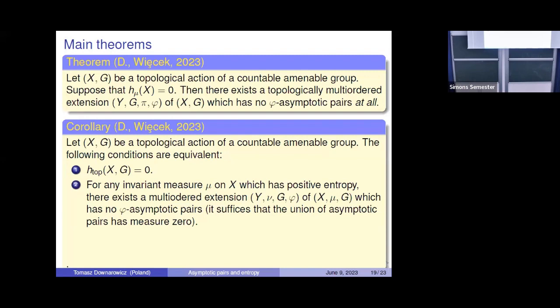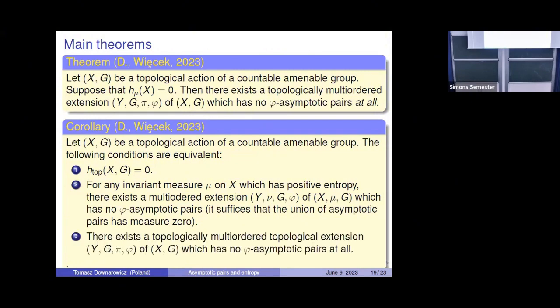Actually, it suffices that the union of asymptotic pairs has measure 0, but truth is that in that case, there are no asymptotic pairs. And the third one, there exists a topologically multi-ordered topological extension which has no phi asymptotic pairs. Phi is the factor from our topologically multi-ordered extension to a multi-order. So actually 1 and 3 is completely analogous to what happens in Z action. This is a direct generalization. If you think of any Z action as being topologically multi-ordered by the one element factor. Okay, so this is the story.